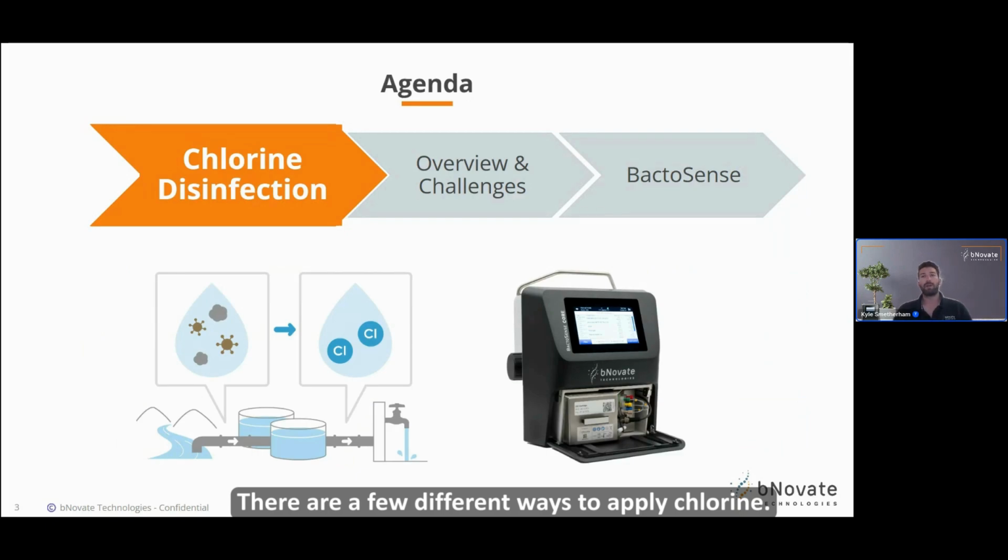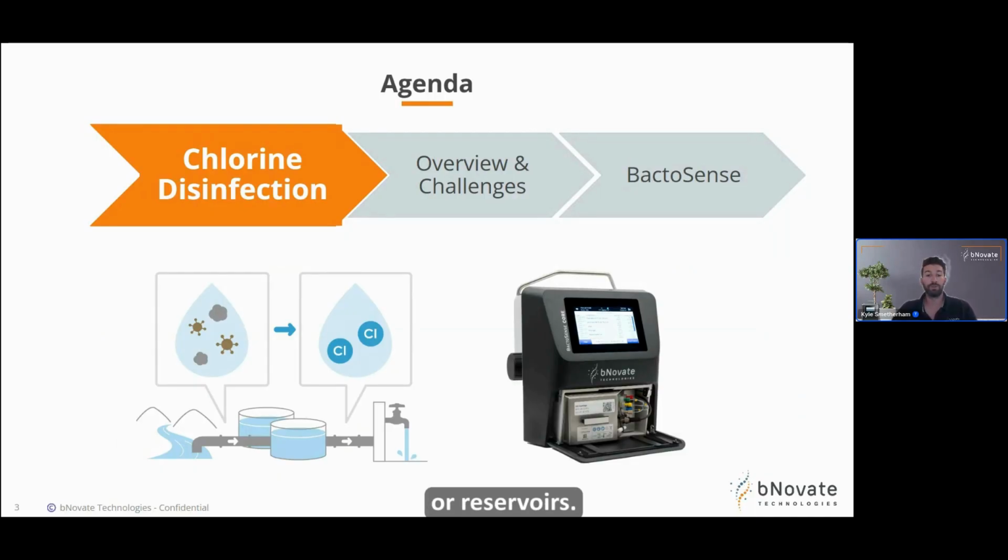There are a few different ways to apply chlorine. So you have sodium hypochlorite. This is quite easy to store and handle, and sometimes more common for smaller or medium-sized sites. You also get chlorine gas. This is highly concentrated and can be cost-effective for large-scale plants, but it does require some strict safety measures. You also get chloramination, and this is by combining chlorine and ammonia. This forms chloramine, which is slower acting, but can last much longer. So it's quite ideal for maintaining a residual throughout long pipelines and storage tanks or reservoirs.